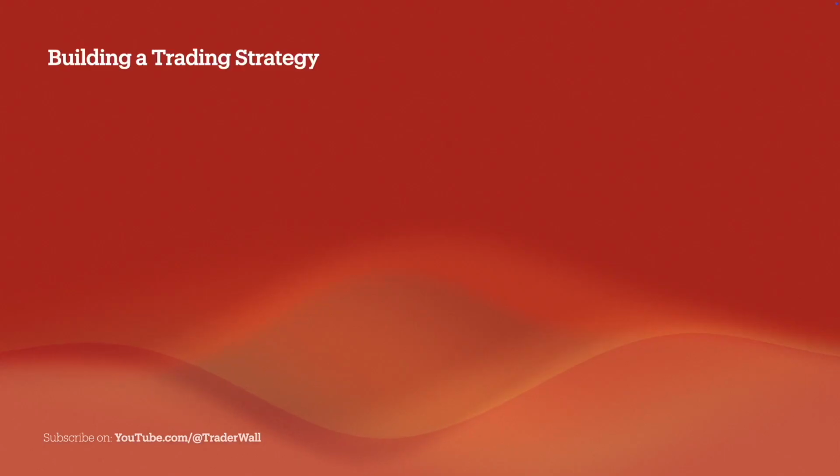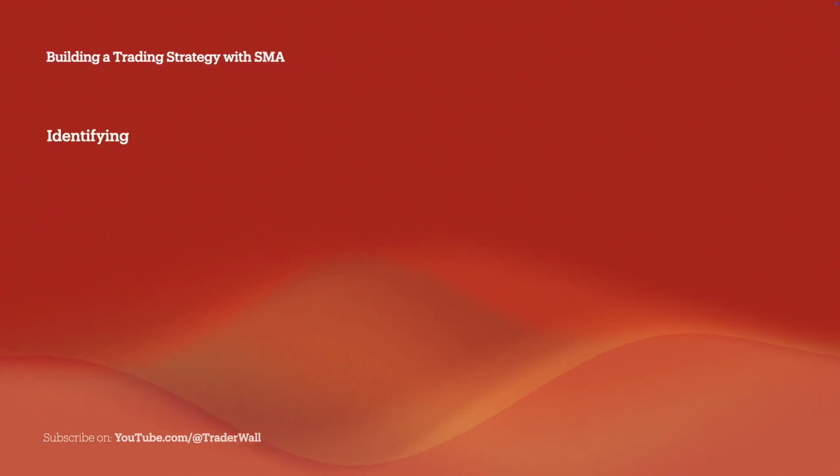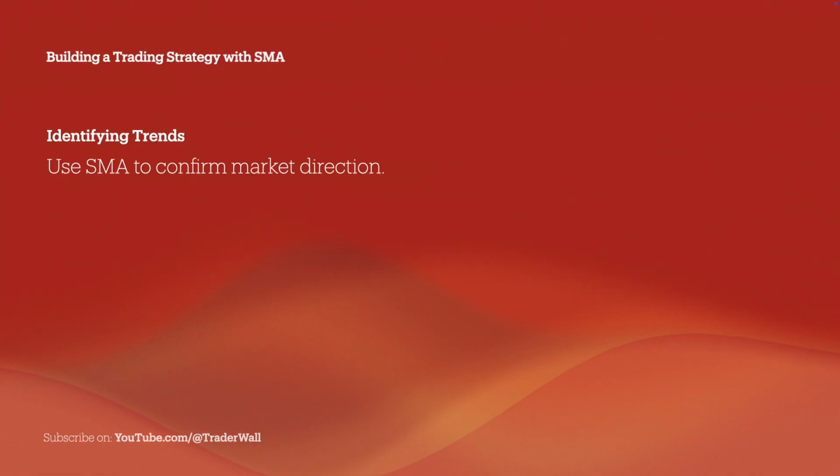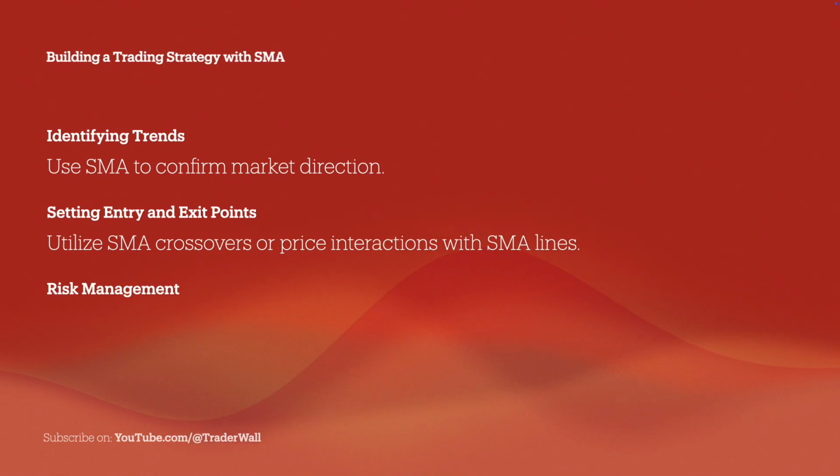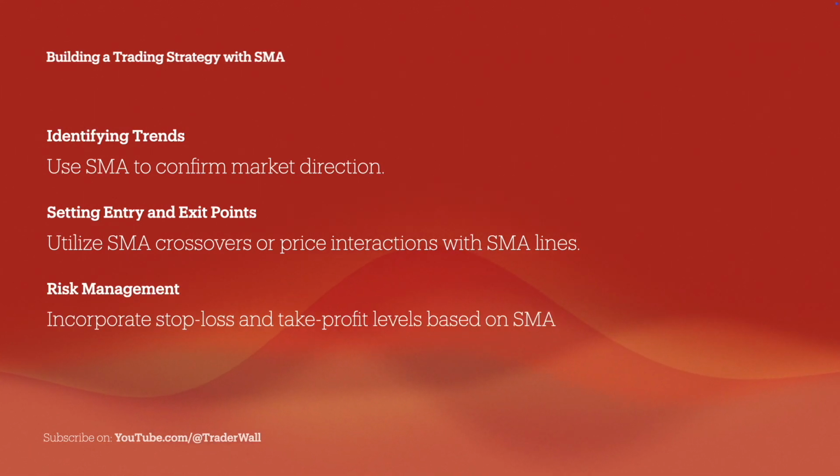Building a trading strategy with SMA. Developing a robust strategy involves identifying trends. Use SMA to confirm market direction. Setting entry and exit points. Utilize SMA crossovers or price interactions with SMA lines. Risk management. Incorporate stop loss and take profit levels based on SMA signals. This structured approach ensures consistent decision-making.